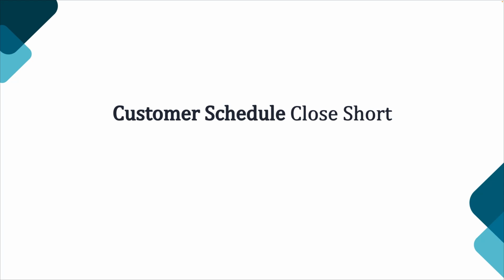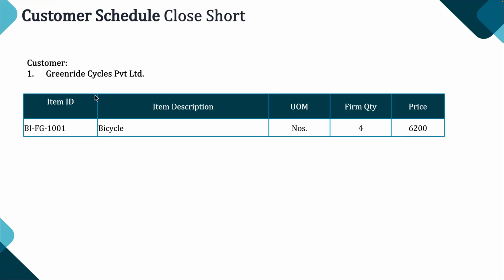Before getting into the procedure, let me explain the concept in detail. This slide consists of the customer, Greenwright Cycles Private Limited, and holds your item ID and item description, that is bicycle, for which you are going to do close short, with the firm quantity 4 and the price 6,200, which you are going to enter. Now let me show you how we are going to proceed in our ERP.